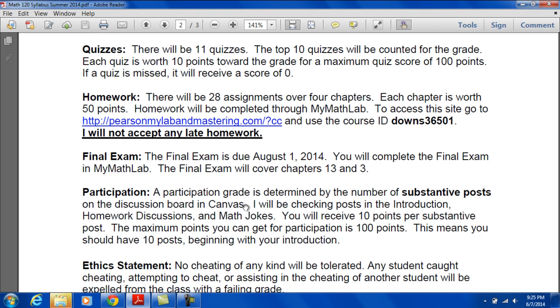There'll be 28 assignments over 4 chapters. Each chapter is worth 50 points. Homework will be completed through My Math Lab as well. To access, go to the site. There's a link for the site, and the course ID for this summer class is Downs 36501. I don't want any late homework though. Get it done on time.